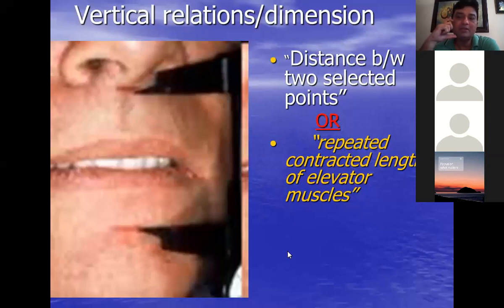This state of muscle is called the physiological rest state of your muscles, where they have their maximum tone, tenacity or energy. So this repeated contractile length of your elevator muscle is the second definition of your vertical dimension of occlusion. This is basically the vertical dimension of occlusion. And this is the mechanical definition: distance between two selected points.